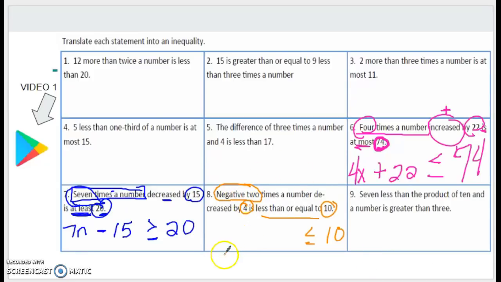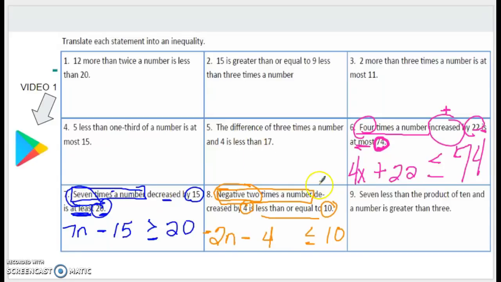So when we go back to see which one is paired with our variable, this says negative 2 times a number. That's the one that's going to get the variable. So negative 2 times a number, and it doesn't matter what letter you use, decreased by 4. So decreased means we're going to use subtraction. Decreased by 4 is less than or equal to 10.